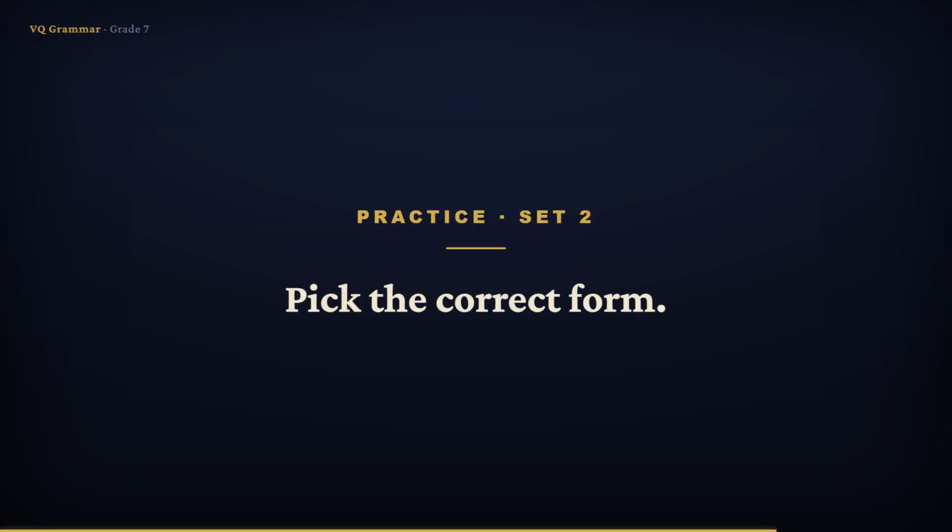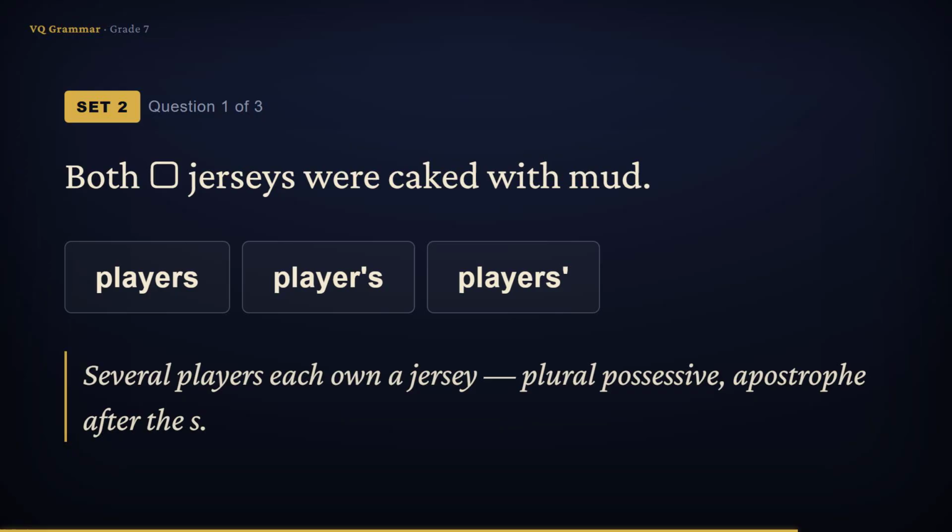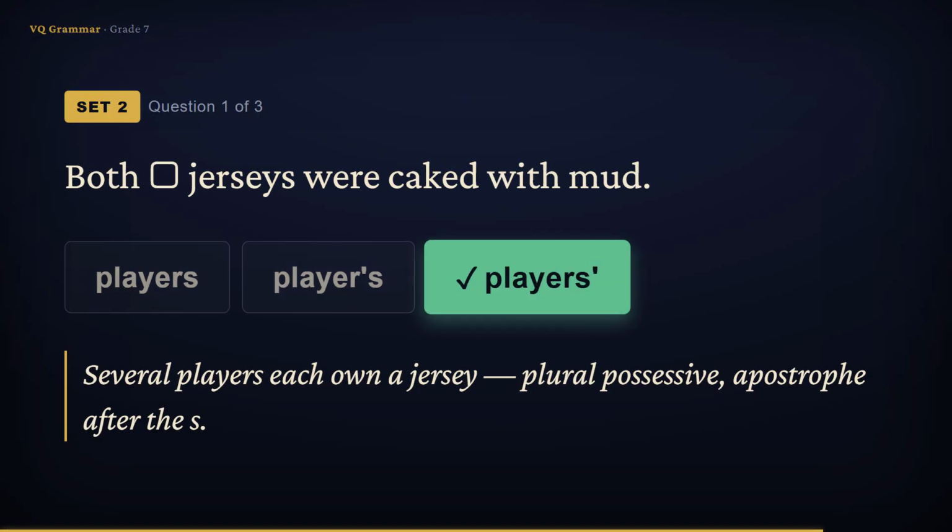In this second set, pick the correct form to fill each blank. Watch the apostrophe carefully. Pause and choose before I answer. Both blank jerseys were caked with mud. The word both tells you there is more than one player, and those several players each own a jersey. That's a plural possessive, so we make the word plural first and put the apostrophe after the S. So the answer is players'.